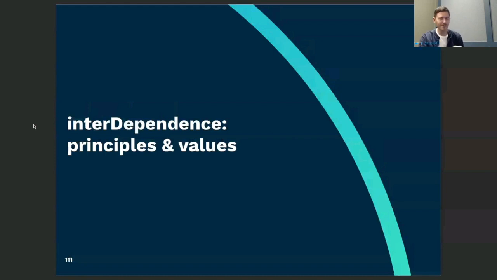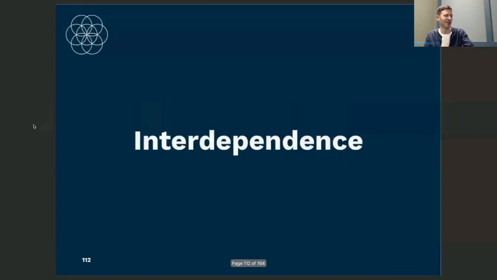So ultimately, the idea behind interdependence is very much that anyone can join and get involved and really make it their own, so long as they are respecting the values of the community. So to explain what those values are.